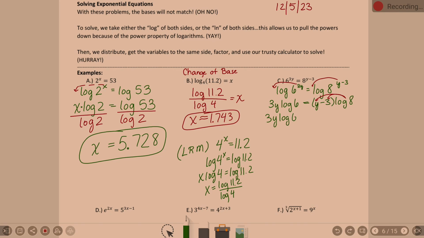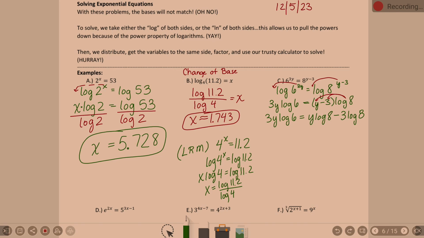So when I rewrite it out, 3y log 6 is staying on the left. On the right, I'm going to distribute log 8 times y. Now, I prefer to put the y in front in this case, so I'm going to say y times log 8. And then we're doing log 8 times a minus 3, so I'm going to say minus 3 times log 8. Okay. Now, can we get our y terms on the same side?